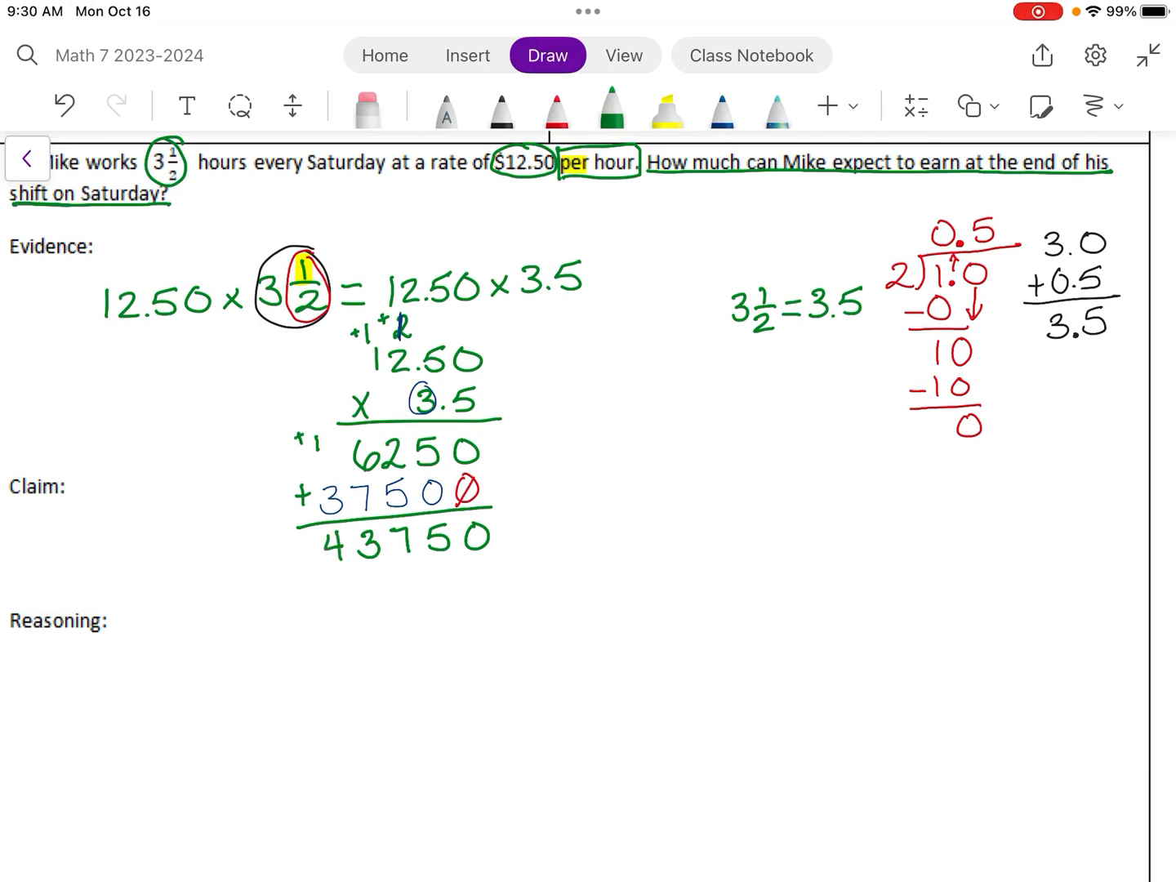Okay. Last thing I need to do is figure out where my decimal point will go. So this top one has 2 decimal places, and this one has 1. So in total we have 3. Starting from the back, 1, 2, 3, my decimal point will go there. So Mike will expect $43.75.